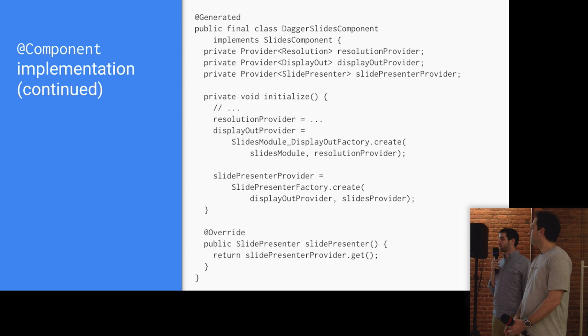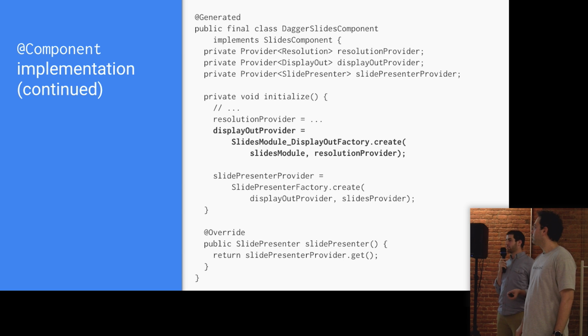So here's the component implementation once you put it all together. And you'll have lots of providers. I think I have some highlighting here. Yeah. So here's the display out provider that we just saw. It'll take in the module and another provider. Then we have providers which take other providers here. Okay.